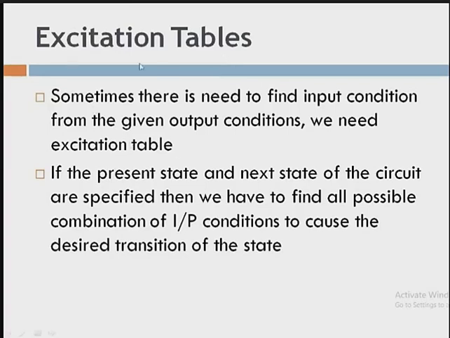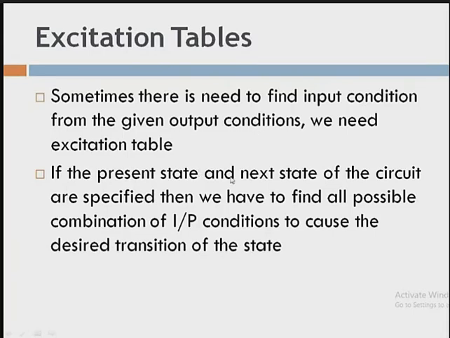Now, what do you mean by excitation table? Sometimes there is a need to find the input condition from the given output conditions. We need the excitation table. Now the input condition is nothing but what? If you consider the example of JK flip-flop, the input condition depends on your J and K variables, whereas the output conditions depend on your Qn and Qn plus 1, that is the present state and the next state.